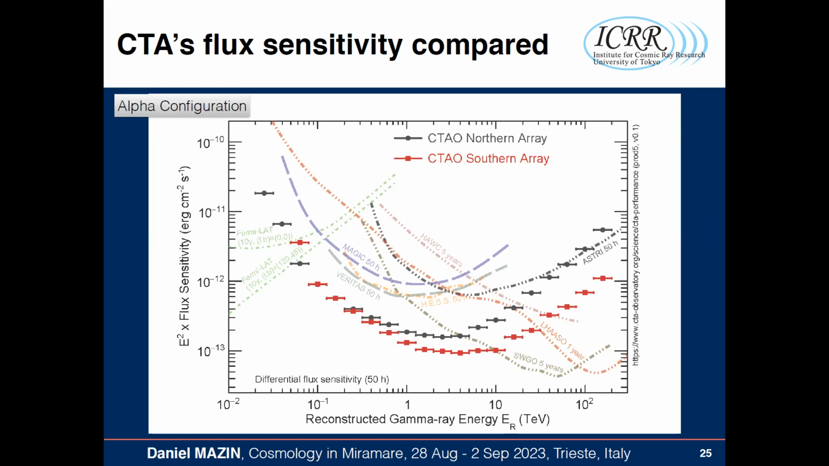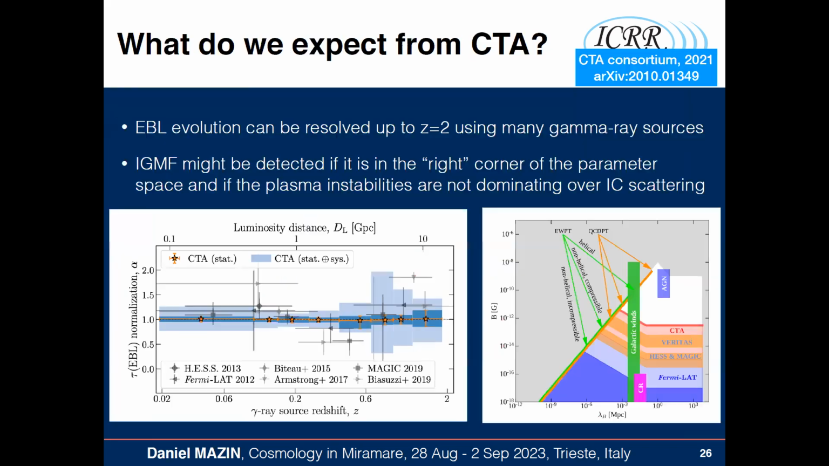So all of this, the EBL, Hubble constant measurements, as well as extragalactic magnetic field measurements, will become better. With CTA, it's not only possible to determine the EBL density at redshift 0, but you can resolve the EBL density as a function of redshift up to 2.